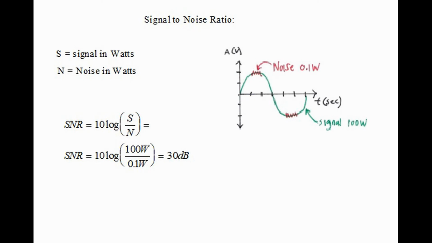Let's look at a signal that we've amplified, and we're looking at it on the oscilloscope, and we see our signal, and our signal is a 100 watt signal. But then on top of that, we see some distortion, and this is going to be the noise. In this case, let's say we have a noise of 0.1 watt. The signal to noise ratio is calculated by saying it's 10 times the log of the signal in watts divided by the noise in watts. In this example, then it's 10 times the log of 100 watts divided by 0.1 watt. It equals 30 decibels. In this case, the bigger the number is better, because that means that we're amplifying the signal much better than the noise.